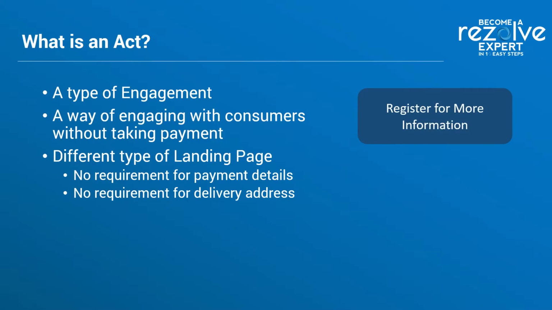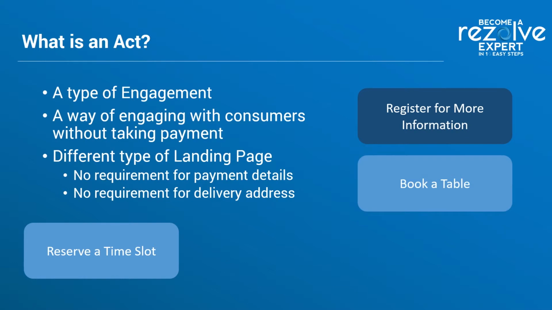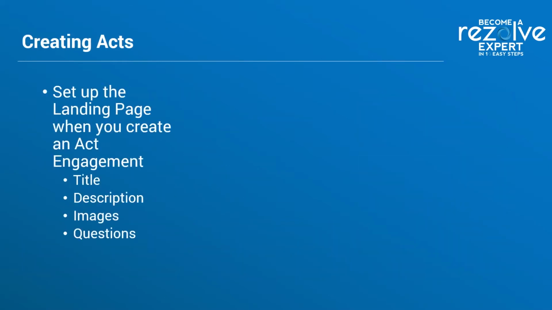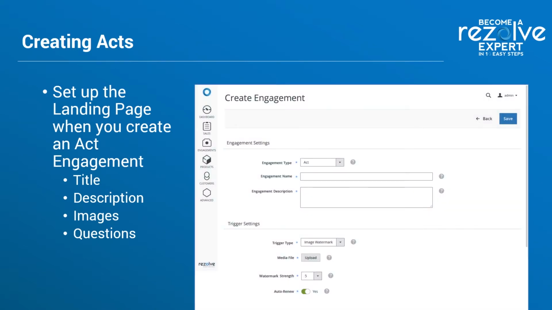You can have a page just simply where people register for more information, maybe reserving a time slot or booking a table. Maybe you want to set up a competition and have people enter that way. Or maybe you want people to subscribe to your mailing list. Whatever you want to do, acts are a great way of engaging with customers without taking money, and having them just supply information. So creating acts is done via the engagements area, and you create your engagement.